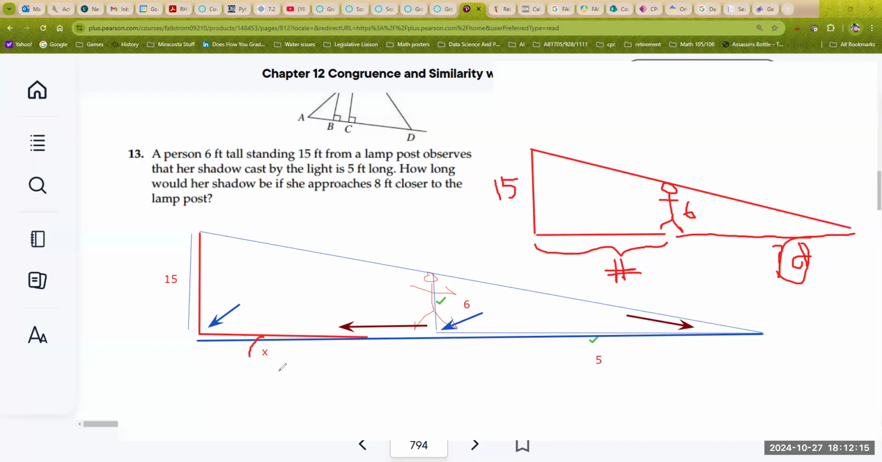So again, the first time they don't tell you how far she is from the light post, but you can find that from similar triangles. Then go back and create new similar triangles with one new piece known, and you have to solve for the missing piece. So it's kind of like the same problem twice.